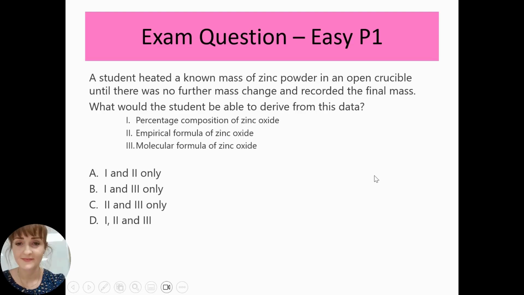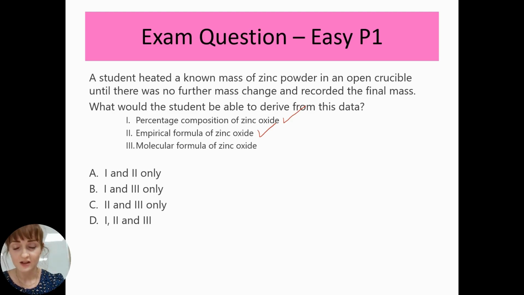Another example of an easy paper 1 past IB question would be: a student heated a known mass of zinc powder in an open crucible until there was no further mass change and recorded the final mass change. What would the student be able to derive from this data? So throughout this video, we've been talking about determining the empirical formula. The student can tell the simplest whole number ratio of zinc to oxygen in that compound. Because they know the total mass they put in and they know the mass changes, they'll also be able to work out the percentage composition.